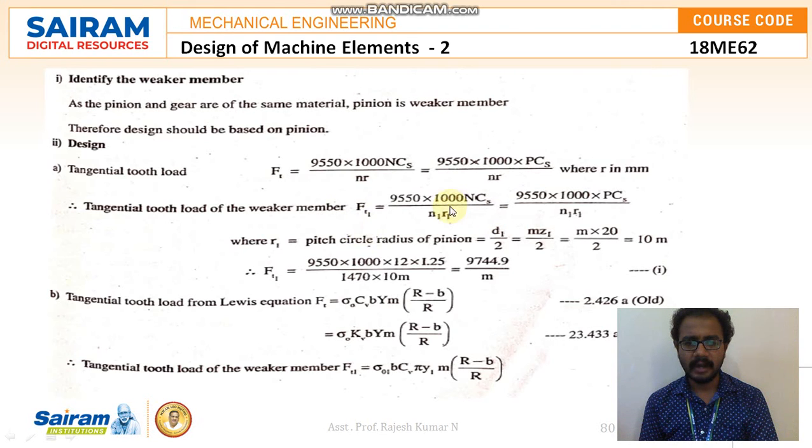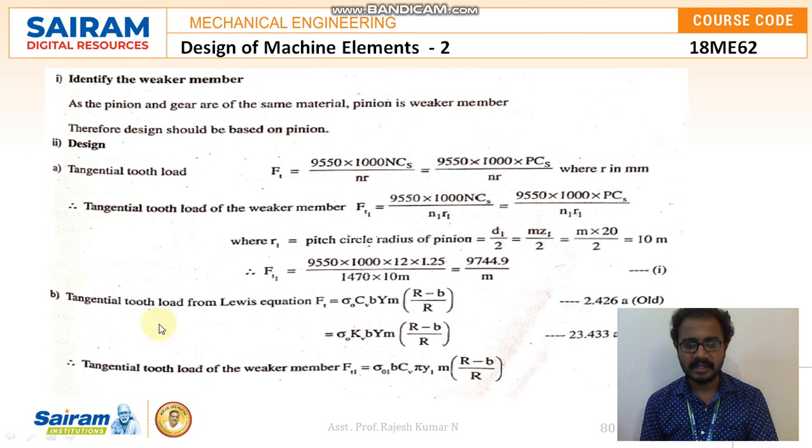So the only unknown data here is R1. R1 is nothing but the pitch circle radius of the pinion, that is d1 by 2. Since we do not know d1, it is m into z1. So m is the module, and I know the z1 value, so I am getting R1 value as 10 module. So I am getting the tangential load value, after substituting everything, as 9744.9 by module.